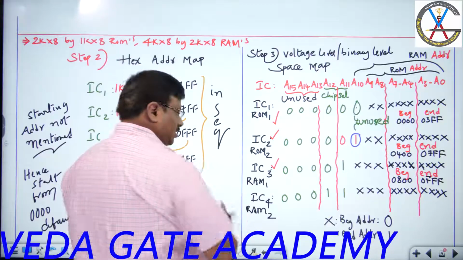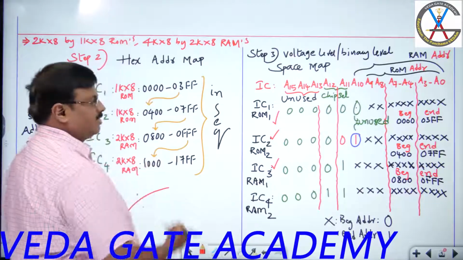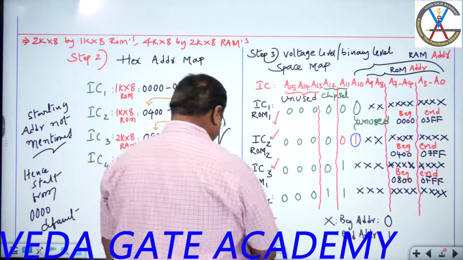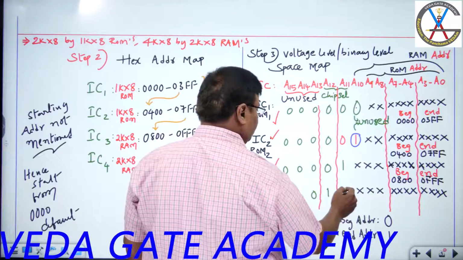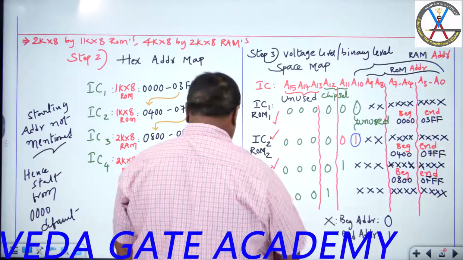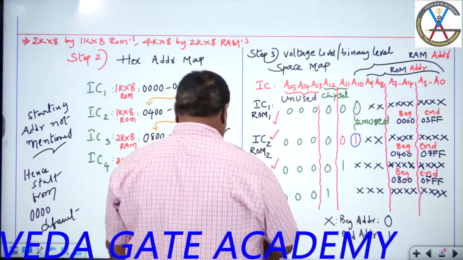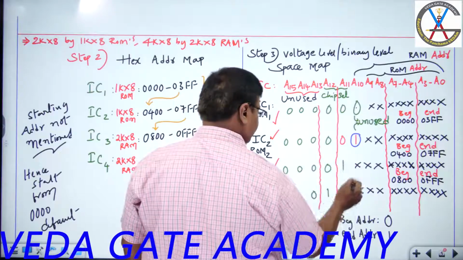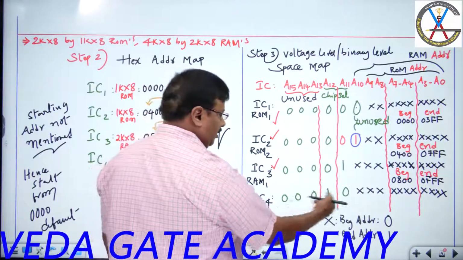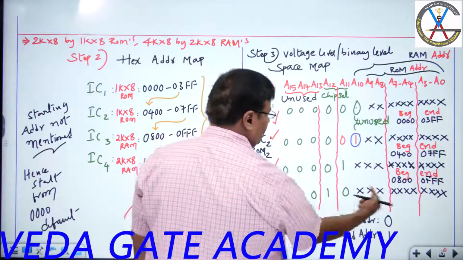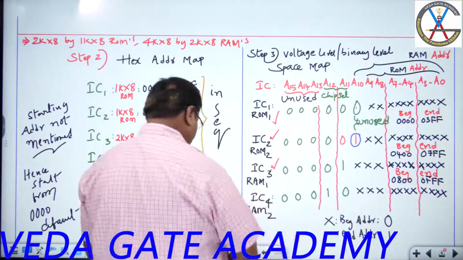So I want 1 triple 0 starting. 1 triple 0. So here, remove this. Keep 0. Now what is the beginning? This is 1 triple 0 0 0 0. So beginning address, ending address.